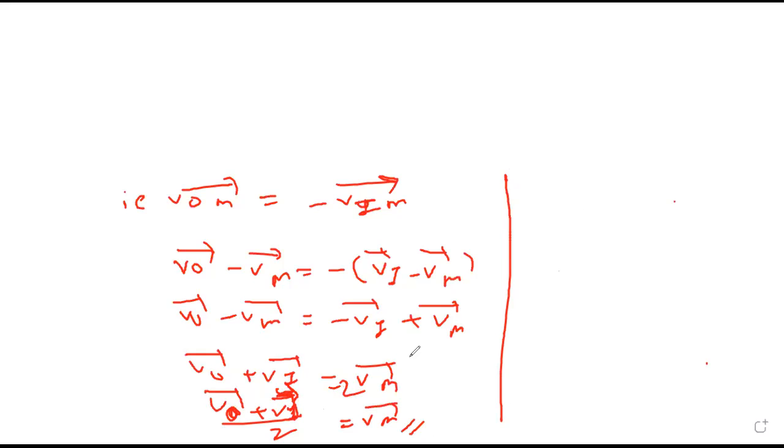Okay, done. Can I start with one numerical based on this? So just remember, for a plane mirror, when the object is moving perpendicular, the velocity of the object is opposite to the image. And for the mirror formula, it is object plus image upon 2 is mirror, because sometimes the mirror can also move.